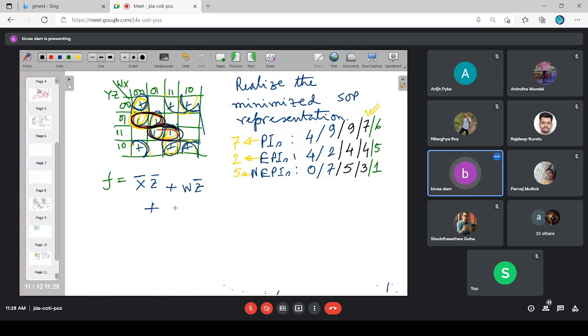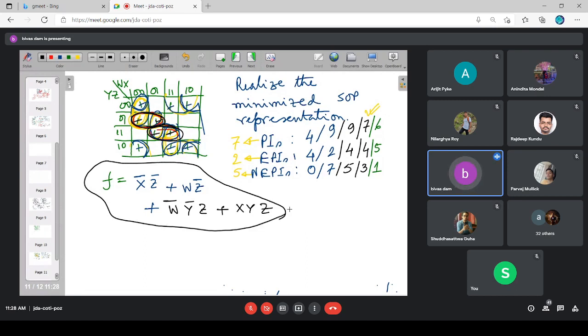So the function will be W bar Y bar Z, which is covering these two, and then X, Y, Z. So that should be the solution. Though there are 5 non-essential PIs, in this particular case I have only one possible solution. There is no other solution possible, which will lead to one minimized function.